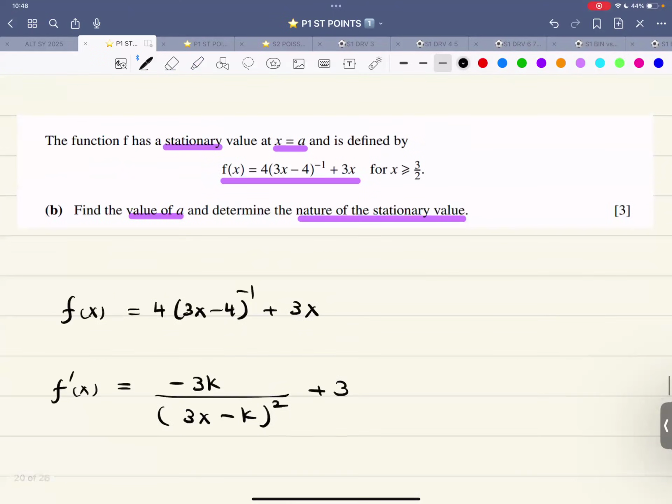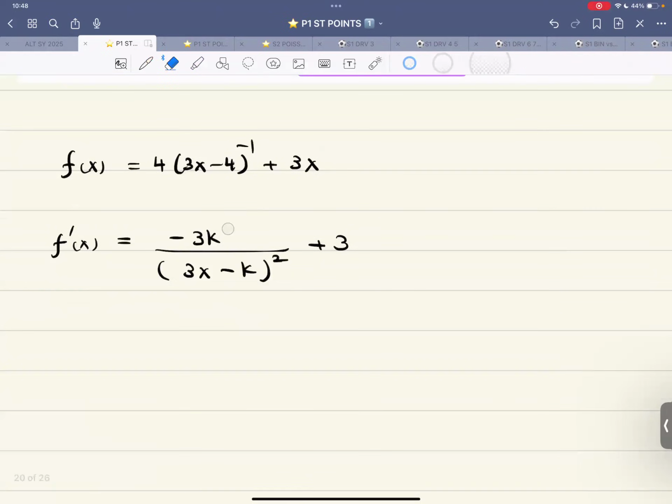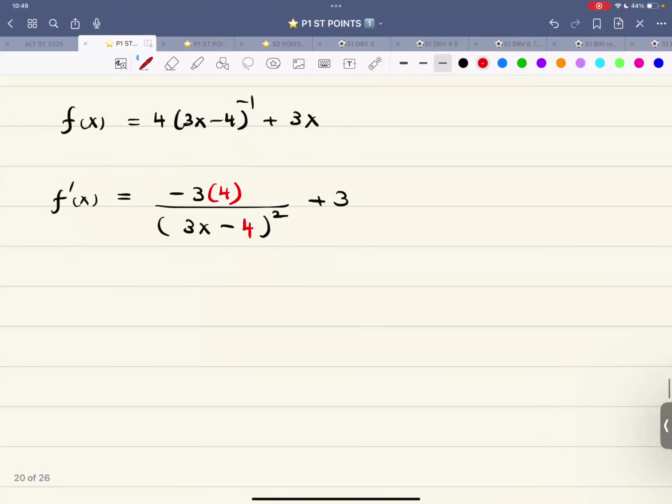So if I compare with original part A, k is basically replaced by a 4. So now let me erase this k over here. Let me erase this k over here. This is replaced by 4. This is replaced by 4. Rest of the thing is the same. We also have to evaluate this thing further. So therefore, f prime x, let me write it first. That is negative 12. And this is 3x minus 4 raised to power of negative 2 plus 3.